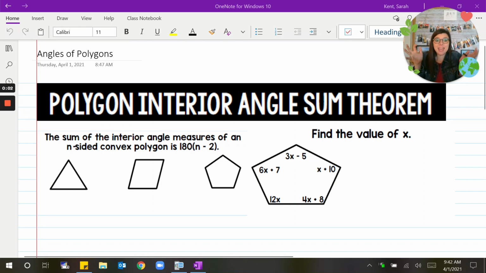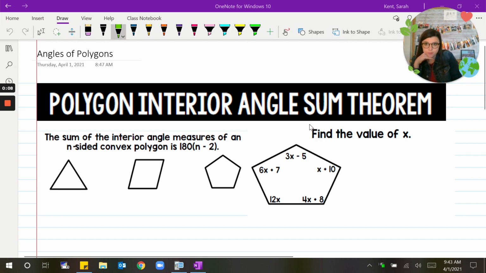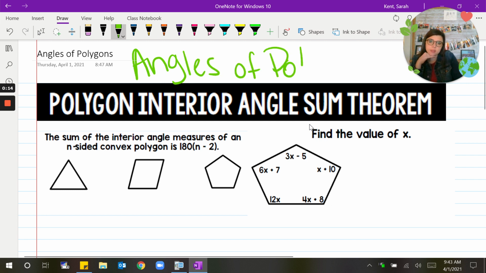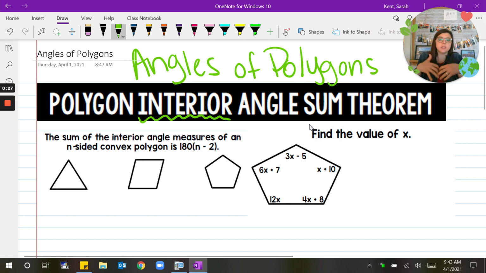All right, today we are looking at polygon angles, or angles of polygons. And we're going to look at two different types of angles: polygon interior angles and polygon exterior angles. Interior means these are the angles inside of the polygon.